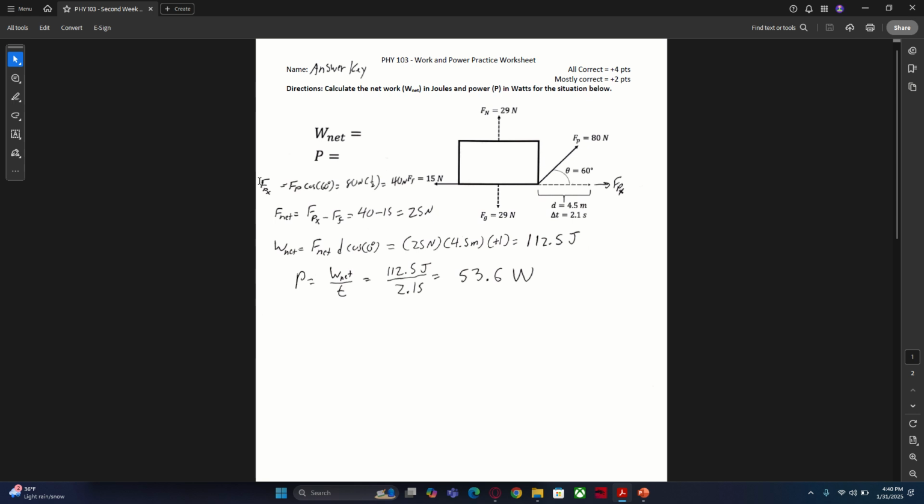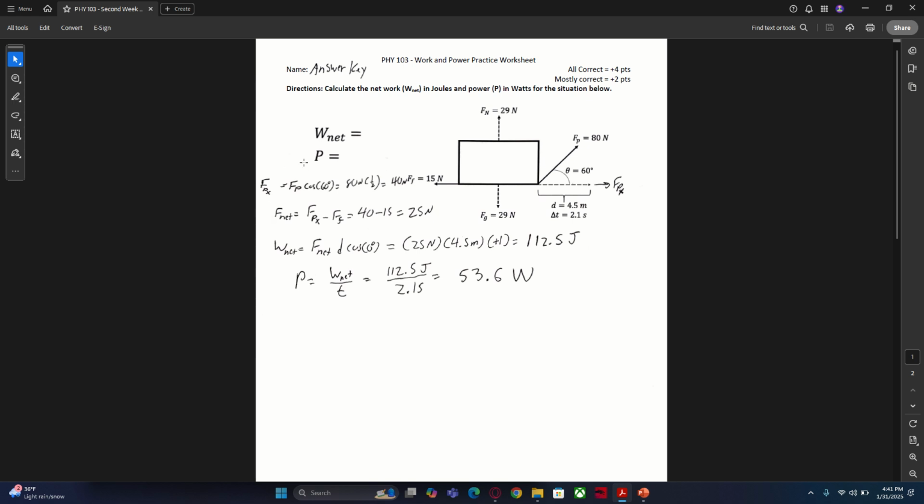So first things first, we need the x component of our applied force since it's not directly to the right. Well, Fpx is going to be the applied force times cosine of 60 degrees. The applied force was 80 newtons, and cosine of 60 degrees, if you plug that into your calculator and it's set to degrees and not radians, you should see that equals 1/2 or 0.5. So 80 newtons times 1/2 is 40 newtons for our applied force's x component, or the component in the direction of motion.